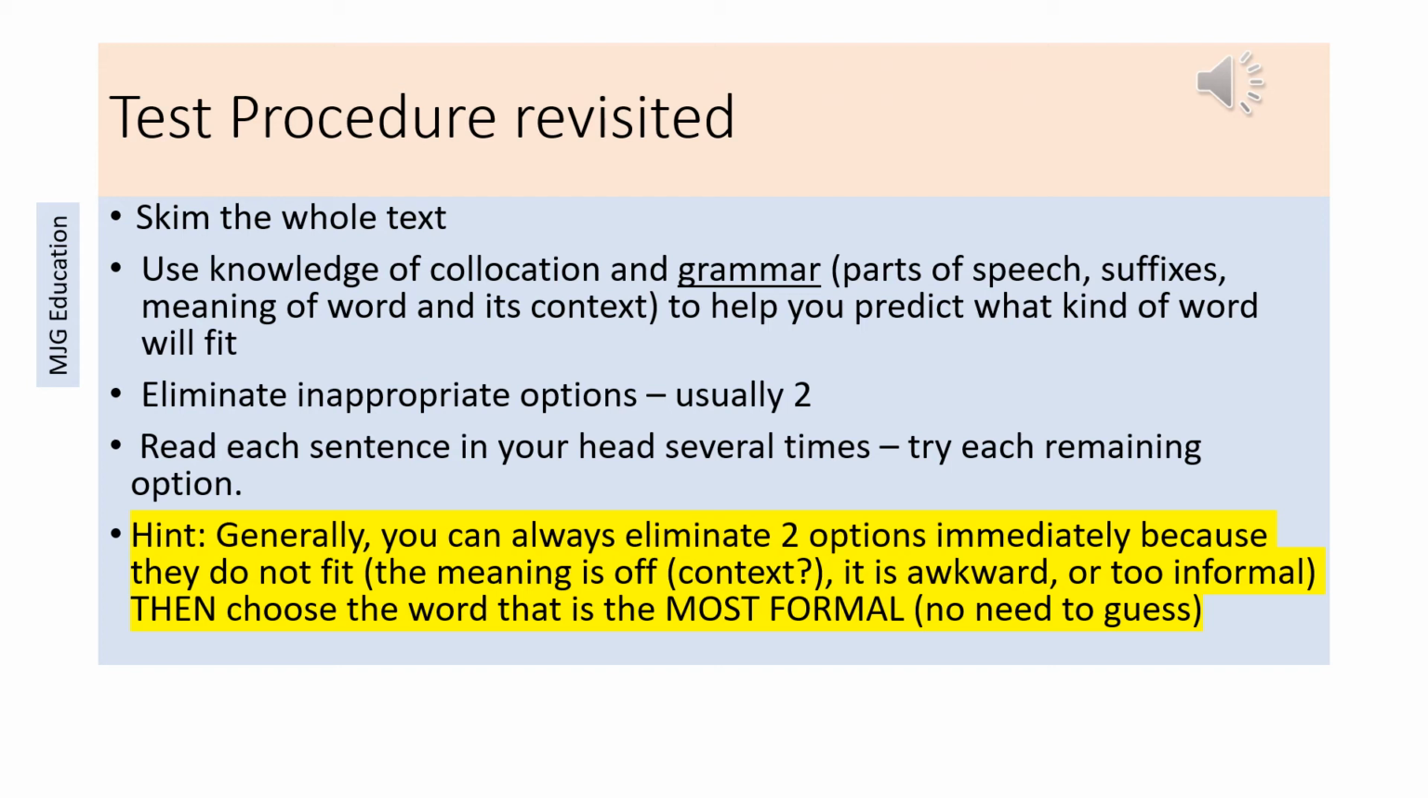You might want to try this procedure for the upcoming examples. Skim the whole text. Use knowledge of collocation and grammar, parts of speech, suffixes, meanings of words and their context to help predict what kind of word will fit. Very important, eliminate inappropriate options. Usually there's 2. Read each sentence in your head several times and then try each remaining option.